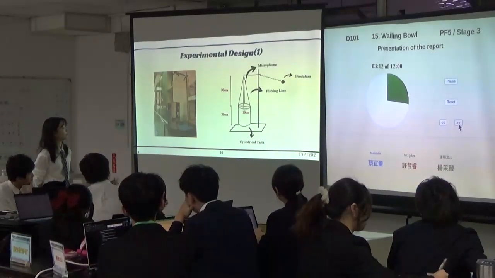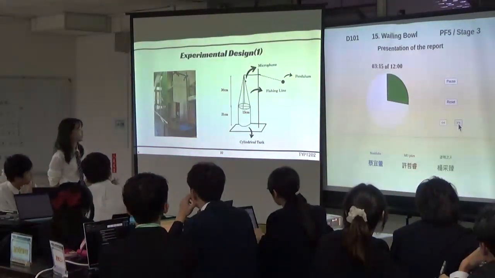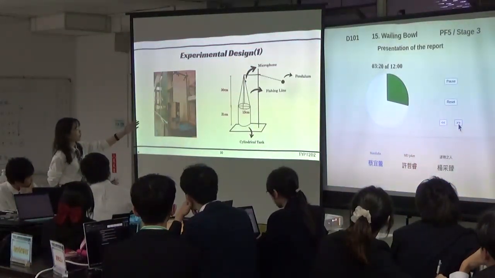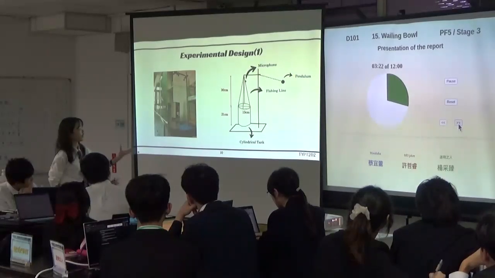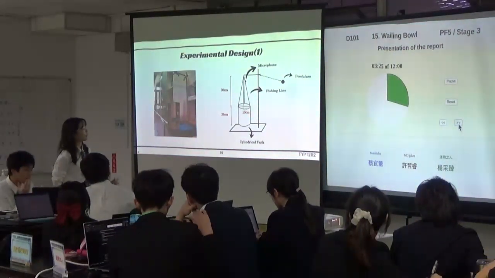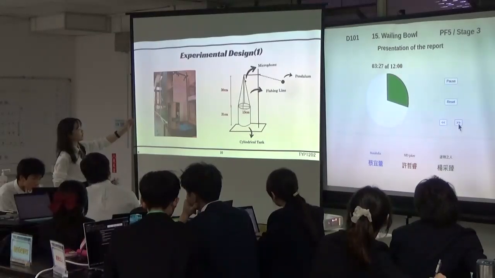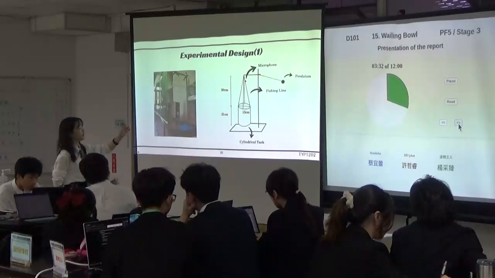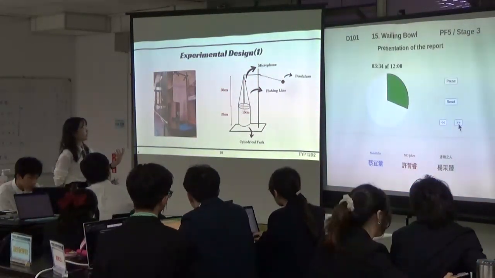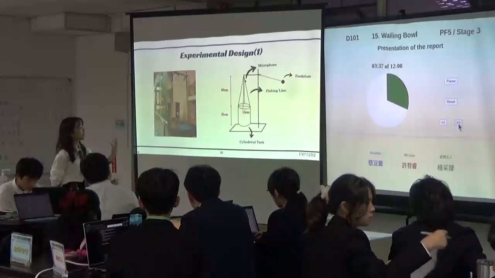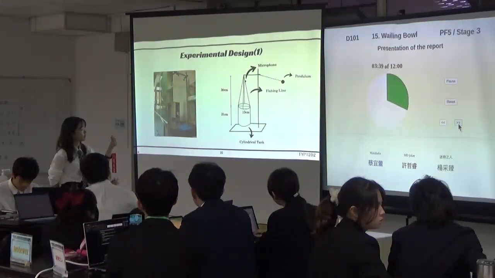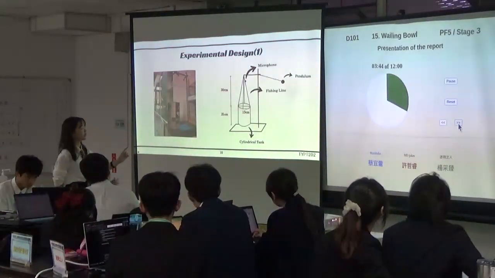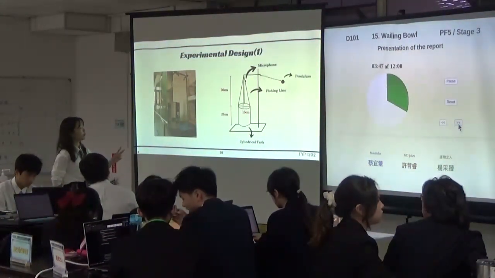And this is my experimental design. I use a cylindrical tank like this and use a fishing line to make it hang in the air without any interference. And we put the microphone on the top of the string to make sure that the microphone is in the same place and in the middle of the ball, so that it can record at the same place. And we use a pendulum to hit the ball to make sure that every time the force and the position that hit the ball are the same.